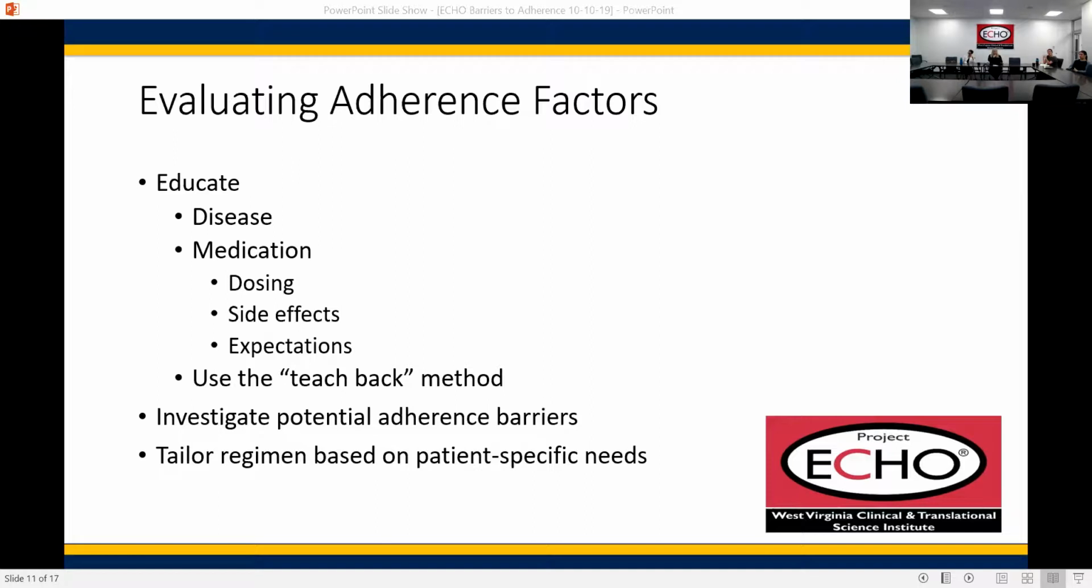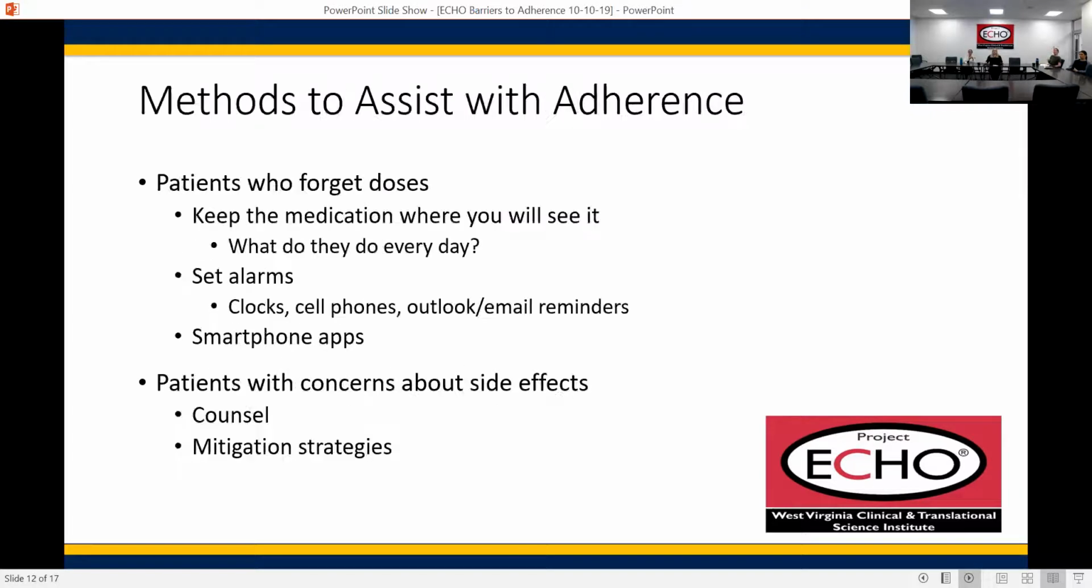I use this a lot when counseling patients, just to make sure that what I said was clear. Tell me how you're going to take this. Tell me what side effects you might experience. And then you can see what they comprehended while talking. And then if there are any issues and you find those barriers, tailor the regimen to things that might improve their adherence rates. So we can do that by a couple of different methods, specifically for patients that forget doses.